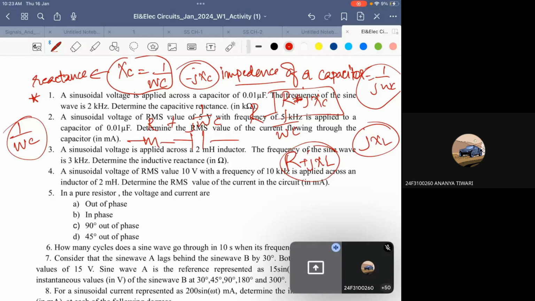And then you can calculate the phase difference with the formula tan theta. So tan theta, if you want to calculate it, will become minus XC upon R. Right? So it will be lag or lead, you'll come to know about that.